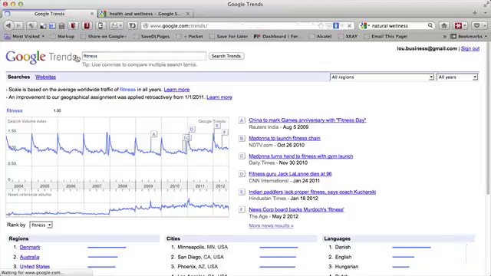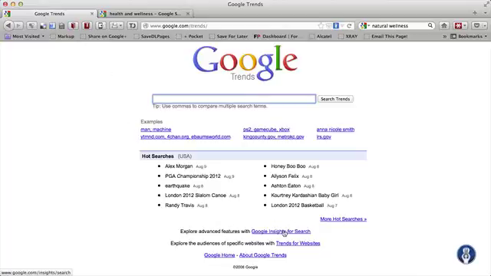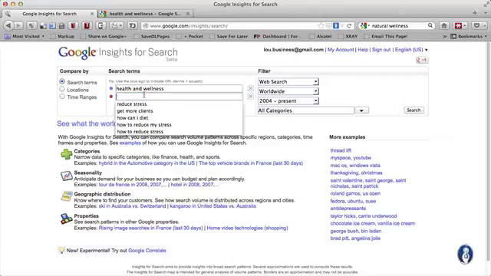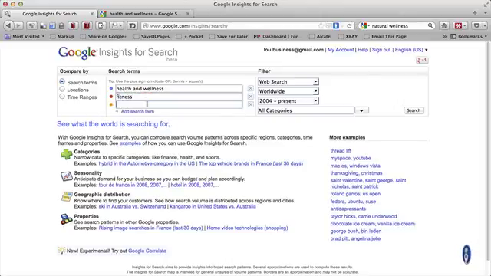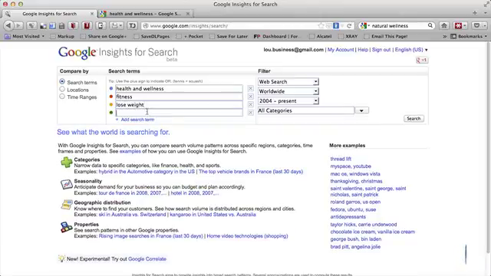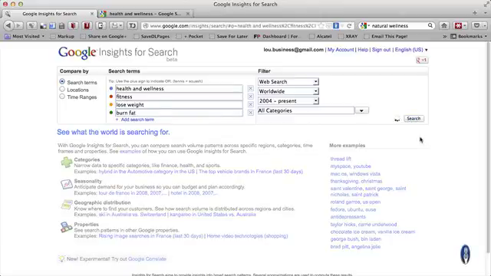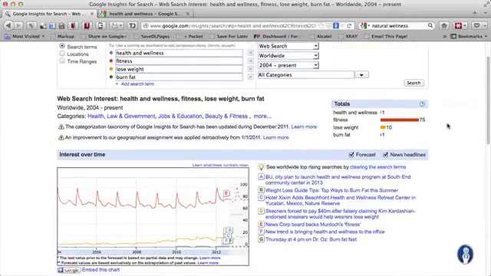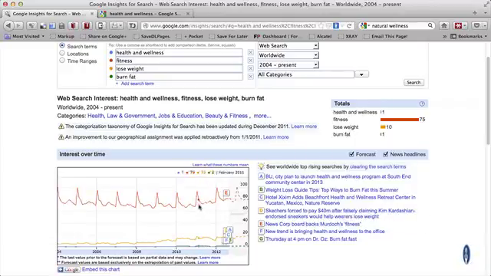Now, if you want to compare a bunch of these keywords, then what you'd like to do is head over to Google Insights for Search. So let's say health and wellness is one of the terms I might be looking at. Another one might be fitness. Maybe another one is lose weight. And the other one is burn fat. If I want to get a sense of which one of these I would want to focus on, this is pretty much telling me I would want to focus on the orange, which is fitness, because relative to these 4 keywords, the word that gets the most attention is fitness.